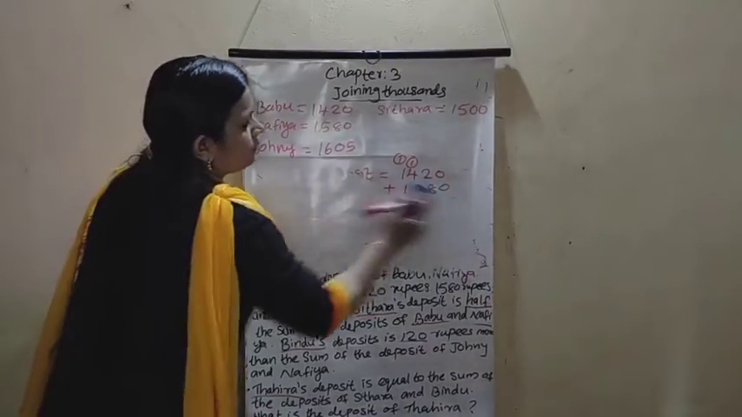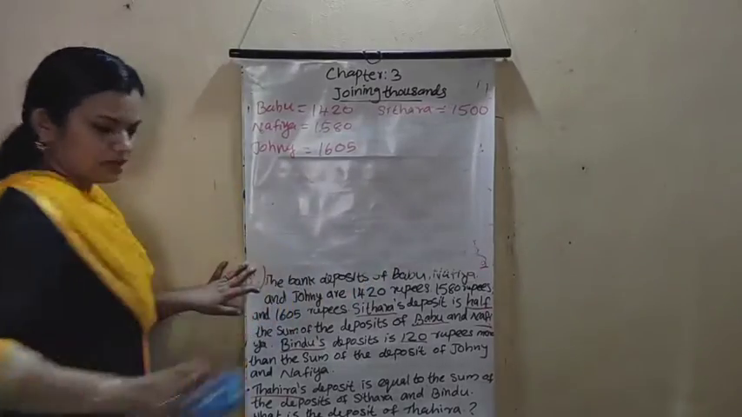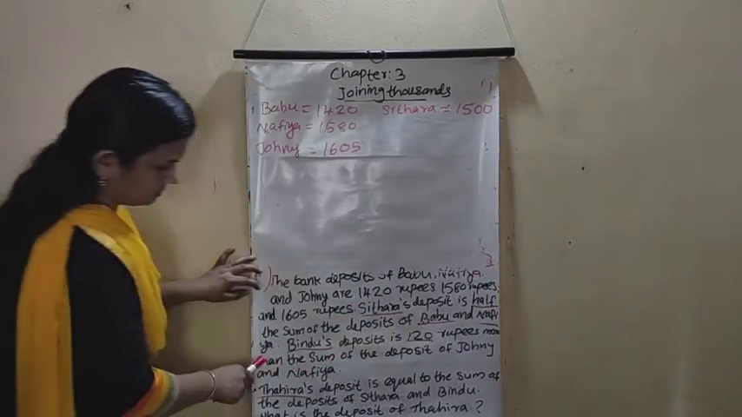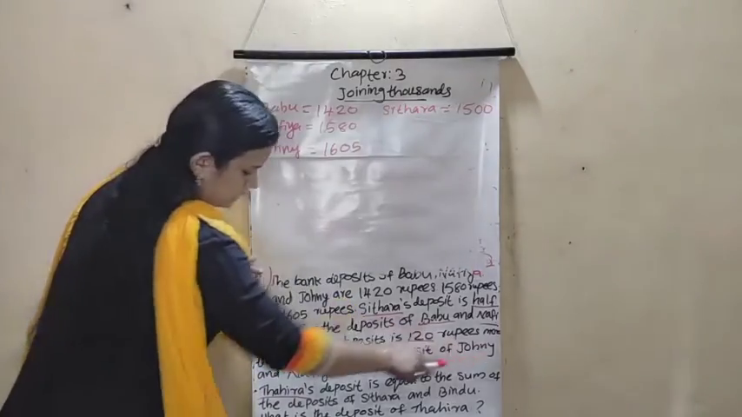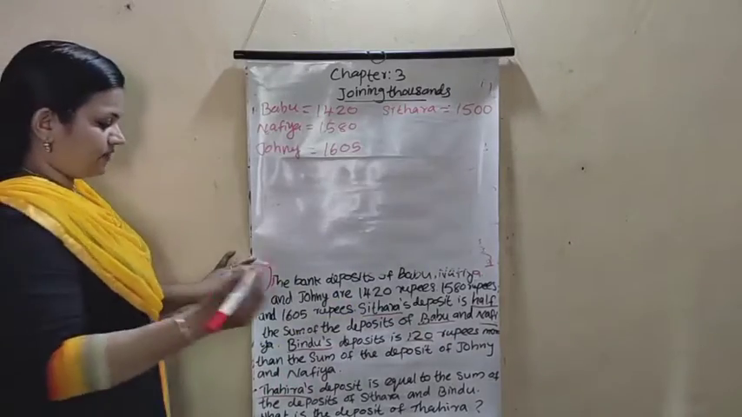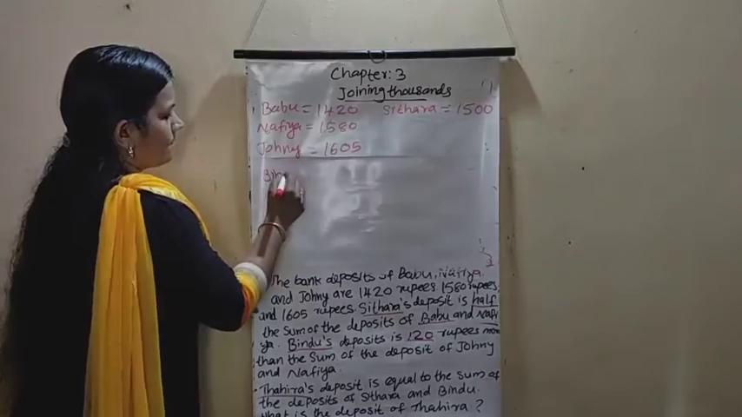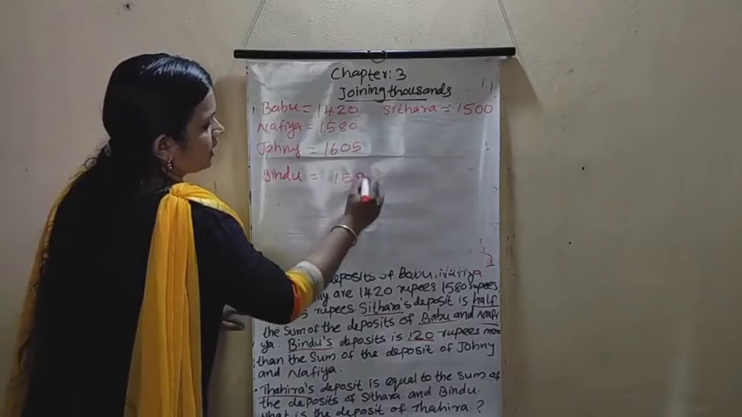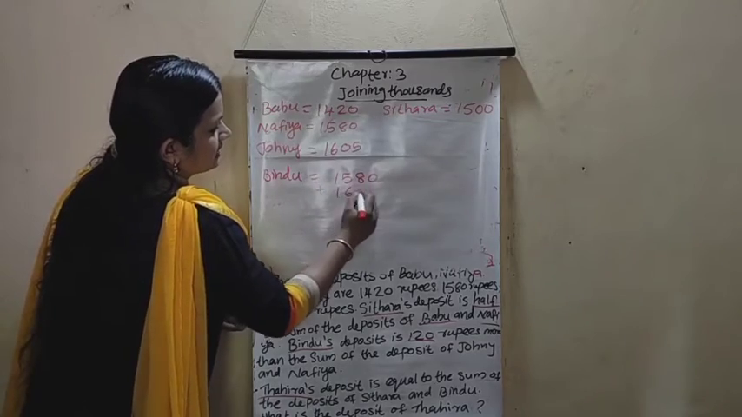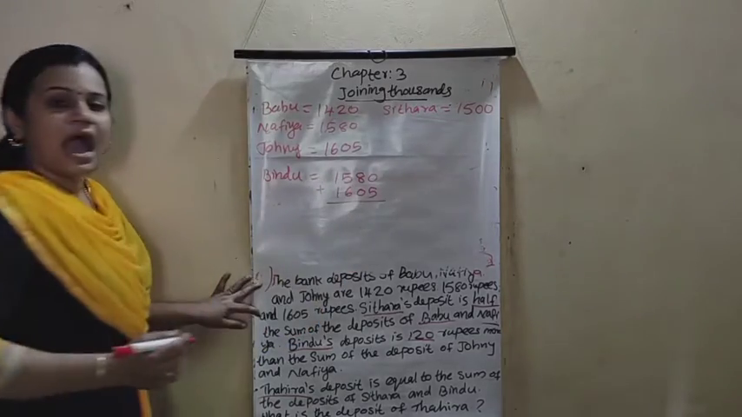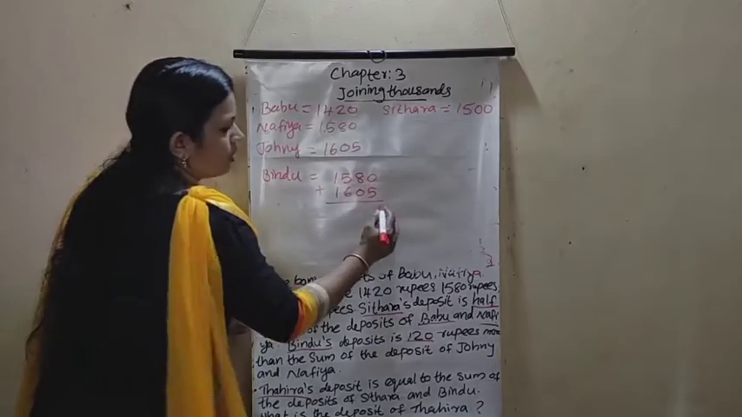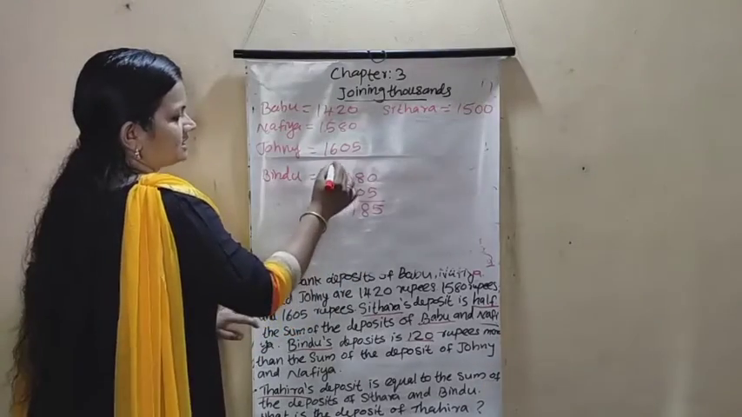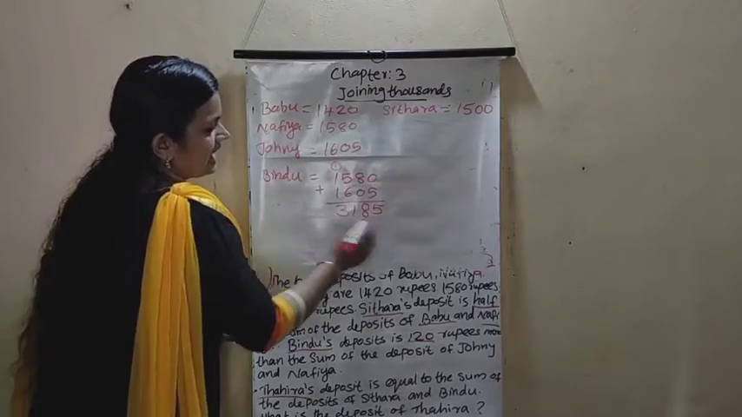Okay, next we will find out Bindu's. The Bindu's deposit is 120 rupees more than the sum of the deposit of Johnny and Nafia. Johnny and Nafia, what is it? 1,580 plus 1,605. Add these two numbers. 5 plus 0, 5. 8 plus 0, 8. 6 plus 5, 11. What is the carryover? 3.